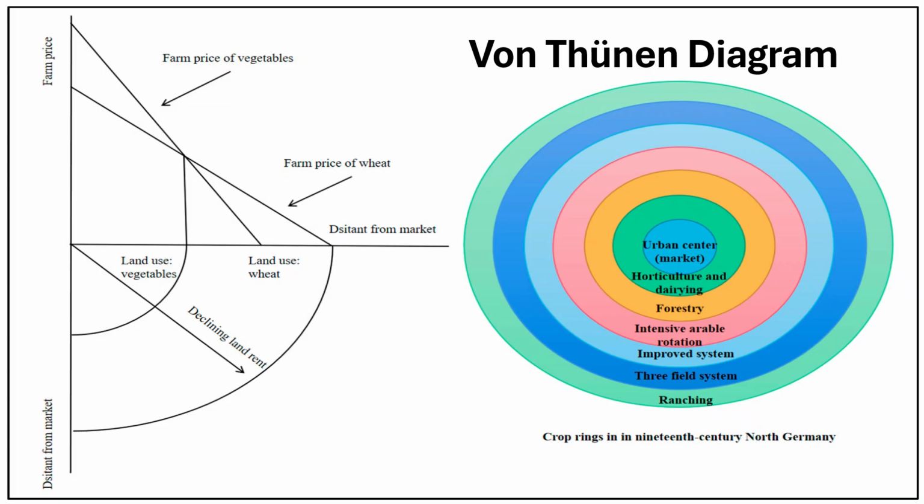And ranching animals are always going to be found at the far outer side of the rings because animals can walk to market. The farther away you are from the market, the cheaper the land is for farmers, but the distance to move the crops causes transportation costs to rise. It must be balanced to make a profit.